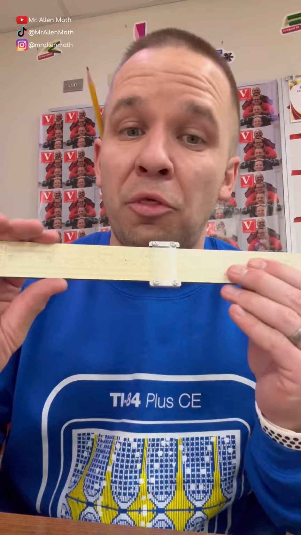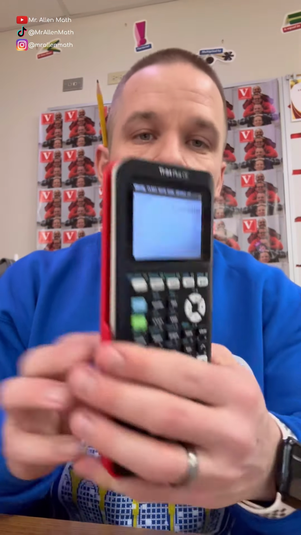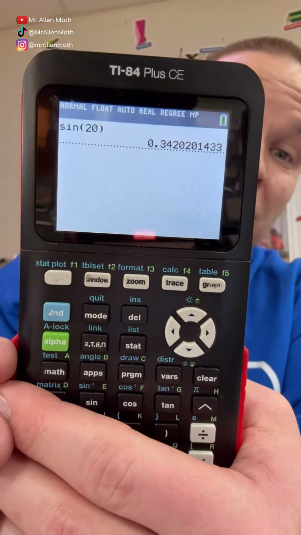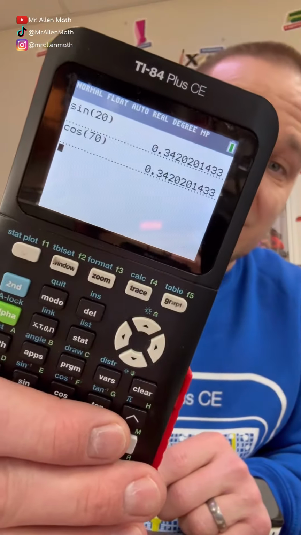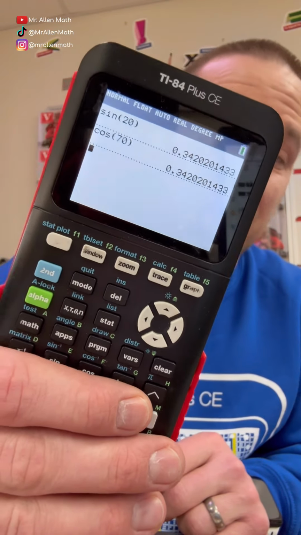These things are accurate to 3 digits, okay? Just 3 numbers. So we said 0.342. Let's check in the calculator. Sine of 20, 0.342. And I said that it would be the cosine of 70, right? They are co-functions of each other. So the sine of one angle is equivalent to the cosine of the complement of that angle.